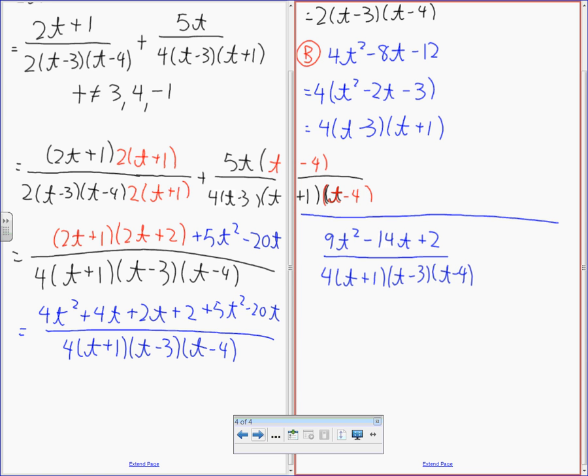So 14 and 2t is 16, and then minus 20. Okay, and I'm gonna write here at the end, of course, therefore, t cannot equal -1, 3, and 4.